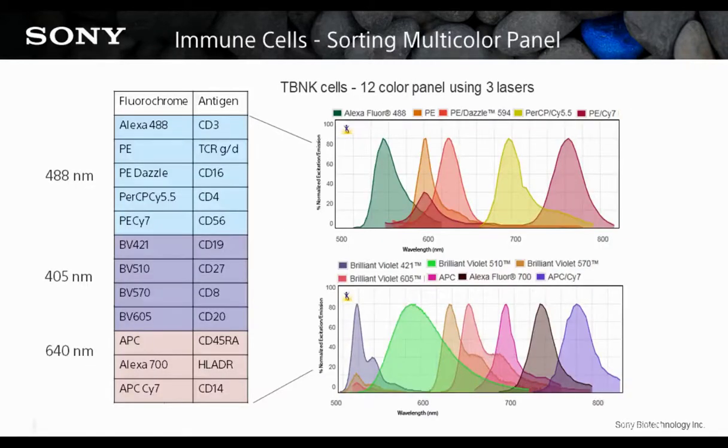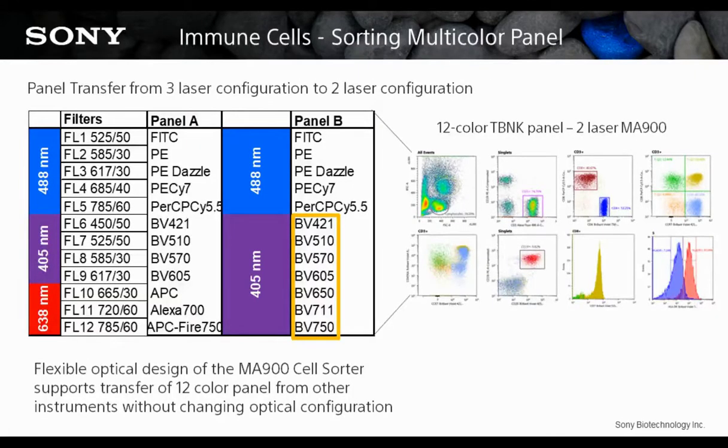If your samples do not express any fluorescent proteins, you do not need to use the 561 laser because you still get 5 detector channels from the 488 laser line. Shown in this slide is an example of the 12-color panel using just 3 lasers. Similarly, a 2-laser system shown in panel B on the right still gives you the capability to run a 12-color panel. So overall, the MA900 optical design is flexible to support the transfer of 12-color panels from other instruments without changing the optical configuration.